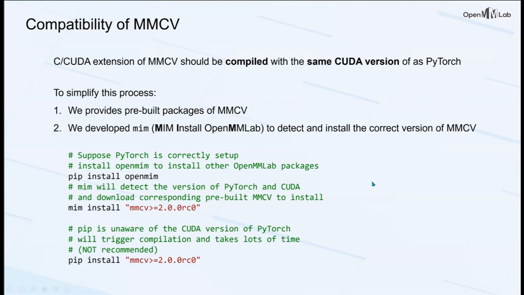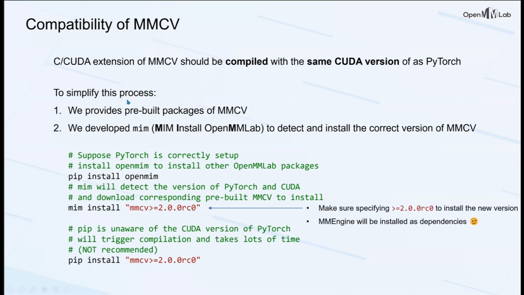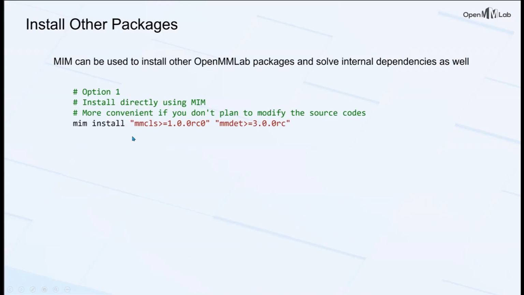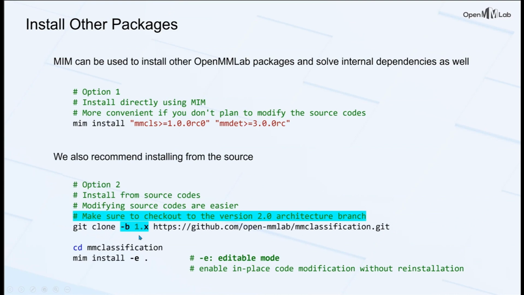So after installing MMCV, we can install other toolboxes, again using MIM. This method is more convenient if you just want to use some packages without modifying the source code. And we also recommend installing from the source. This method is more convenient if you need to frequently modify the source code and to test some new ideas. So we can git clone the source code and check out the new branch, and finally install the toolbox in editable mode via MIM.